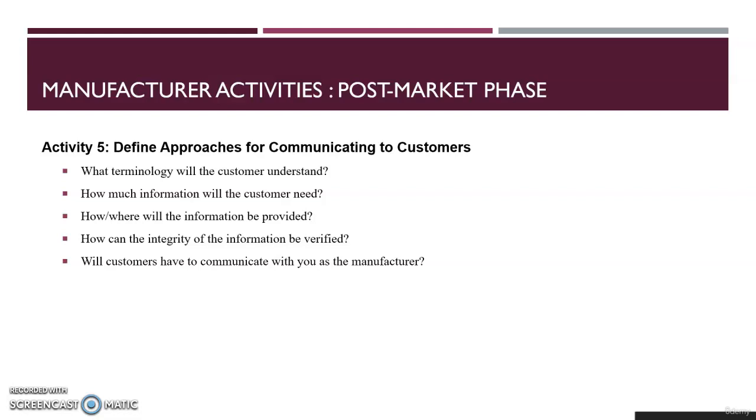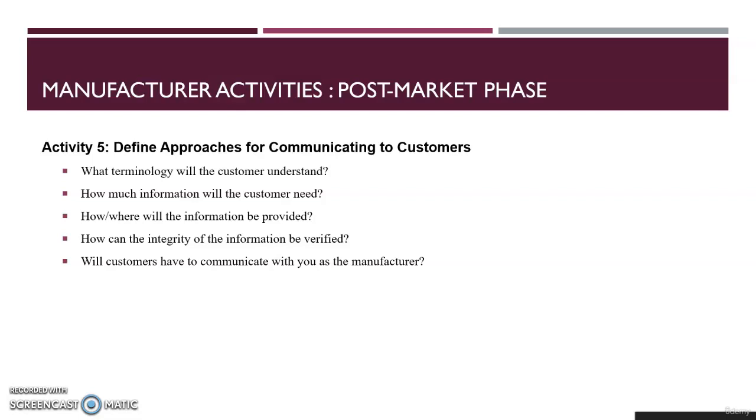The second question is how much information will the customer need? Giving some customers too much information may overwhelm them and make it harder for them to find the information they need. Not providing enough information is generally undesirable, except in cases where revealing the information might have broader negative implications. For example, publishing the technical details of a newly discovered vulnerability before an update is available to correct the vulnerability.